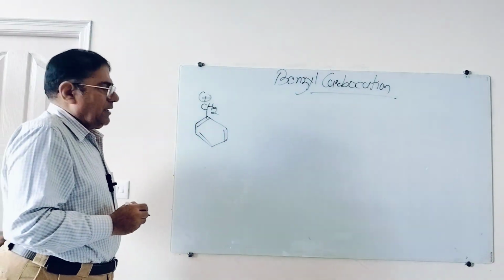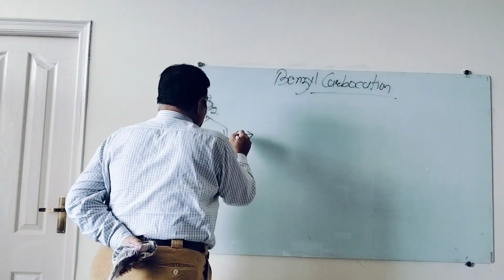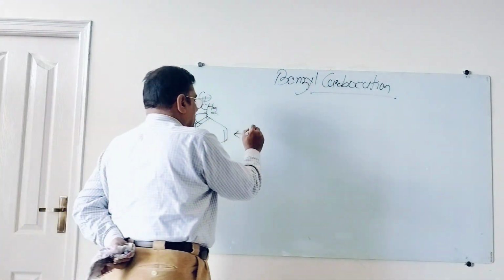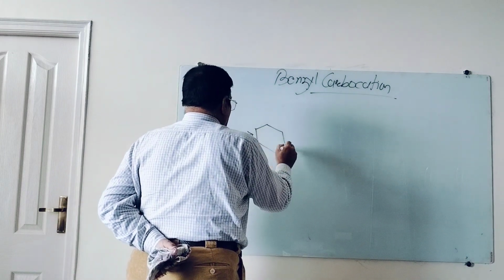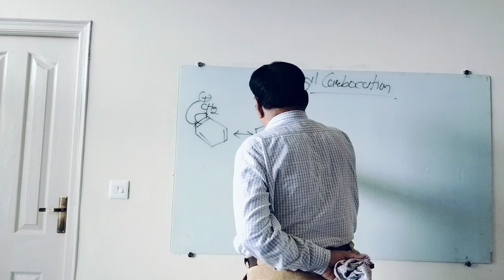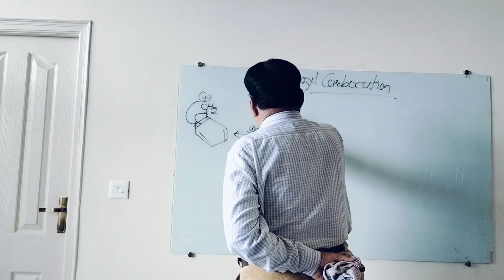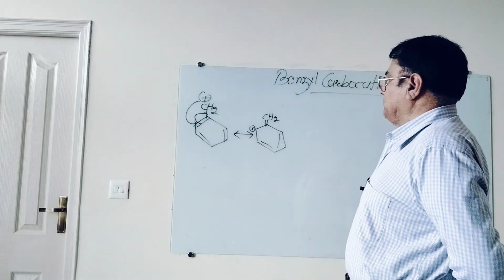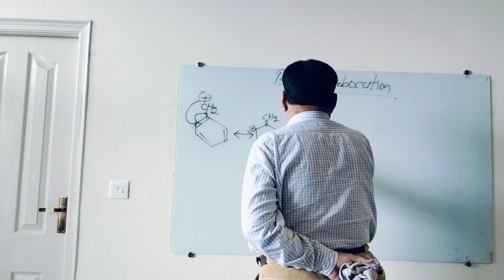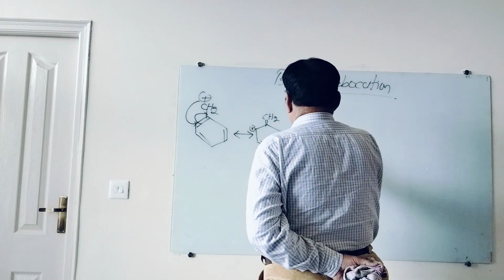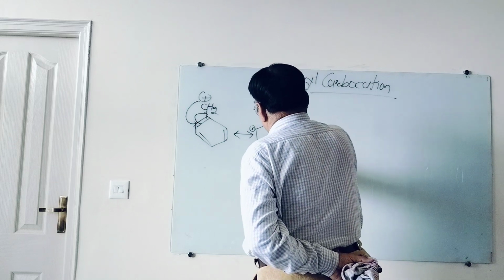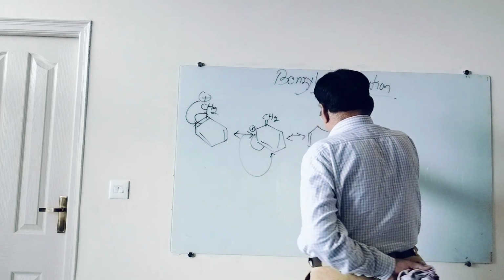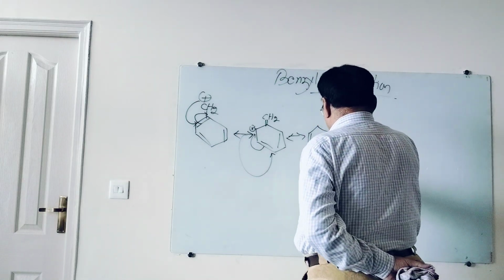benzyl carbocation. In the second resonating structure, this double bond will come here and the positive charge will come to this ortho position. So in the second resonating structure, these two double bonds will remain as such, this positive charge will come here and this pi bond has come to form a double bond. In the third resonating structure, this double bond will come to this place and the positive charge will come to the para position. So this double bond is as such, this has come here, this is the positive charge.